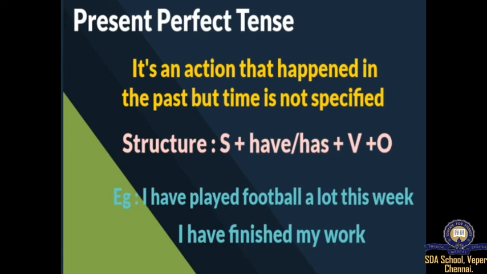I'll repeat. Present perfect tense is an action that happened in the past, but time is not specified. And its structure is subject plus have or has plus verb plus object. Example, I have played football a lot this week.